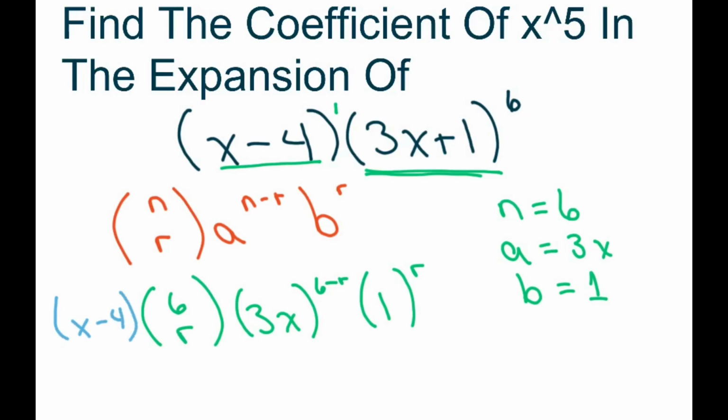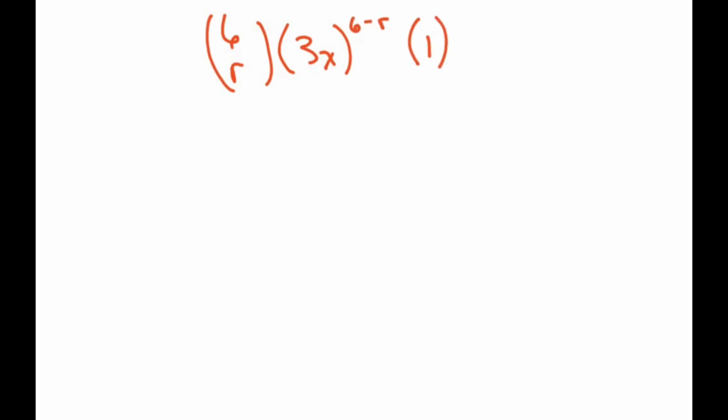Okay, so let's get started. I'm going to write this down again. We have 6 choose r, 3x to the 6 minus r, and 1 to the r. And we're going to multiply this by x minus 4.